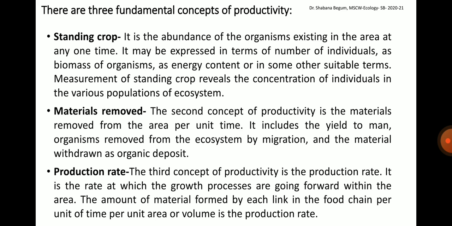The third type is the production rate. So here the third concept of productivity is, as just mentioned, production rate. It is the rate at which the growth processes are going forward within the area. The amount of material formed by each link in the food chain per unit of time per unit area or volume is the production rate.